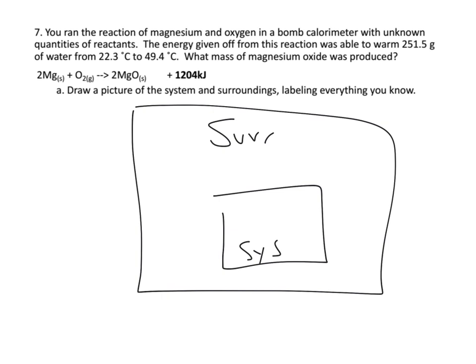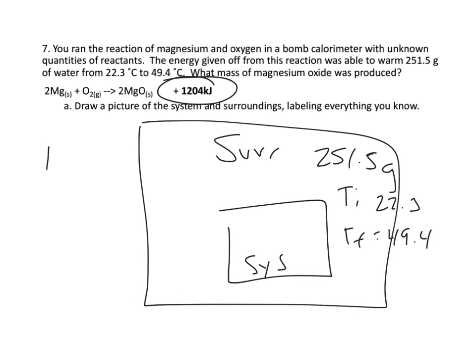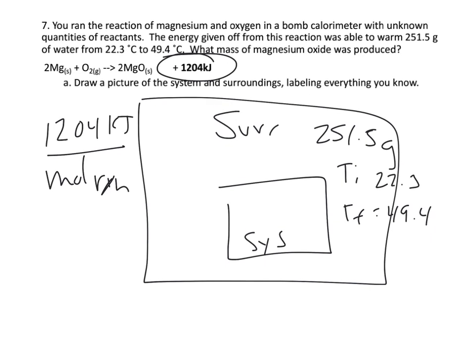So I ran this reaction, and I know that my water, my surroundings, was 251.5 grams, and I know that it went from an initial temp of 22.3 to a final temp of 49.4. I don't have a lot else of information, but one thing I do have this time is actually a heat of reaction already. Okay, so in the last two problems, I was essentially trying to solve for this number, and this time I gave it to you. So this is the amount of energy I have per mole of whatever the thing is I'm using in my reaction. Okay, so from that information, I already know some things.